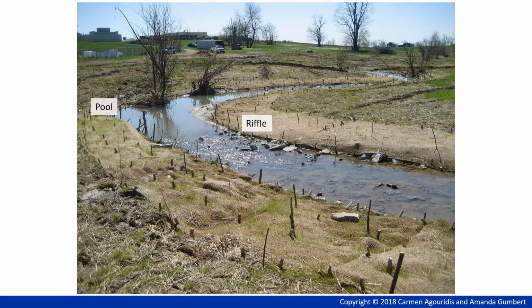Channel roughness also affects velocities in the cross-sections. Velocities closest to the channel bed and banks are slower as compared to the center of the channel where roughness has less influence.